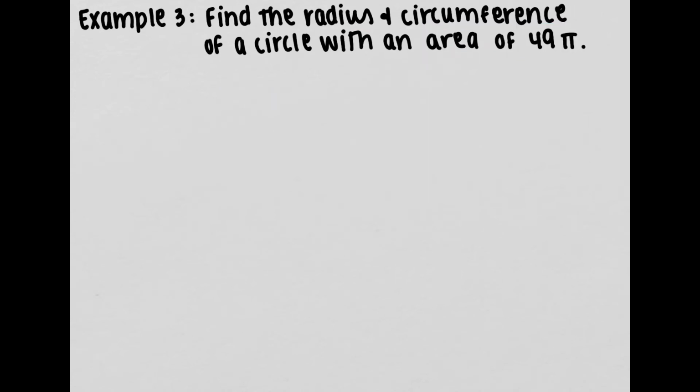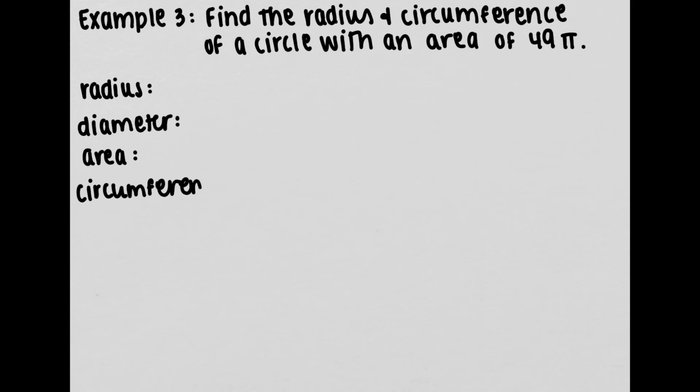So in examples 1 and 2, I gave you the radius or the diameter and asked you to plug into the formulas. In examples 3 and 4, we're actually going to be working backwards. In example 3, I ask you to find the radius and circumference of a circle with an area of 49 pi. So I'm going to go ahead on the left side and still write out radius, diameter, area, and circumference.